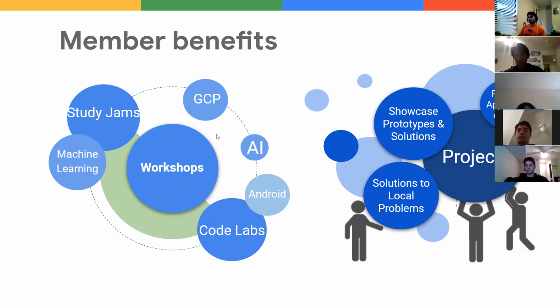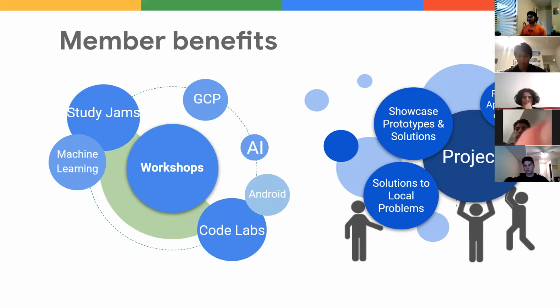So you see some big terms here like machine learning, GCP, which is short for Google Cloud Platform, AI, Android, and we have these code labs and study jams, which are two types of events we can have. And yeah, that's all of that. And I'll explain a little bit more of other types of events we're going to have.